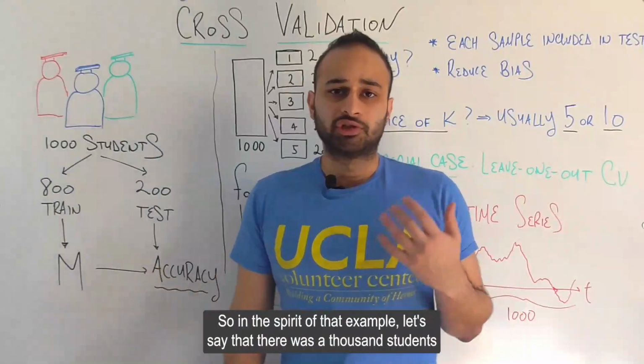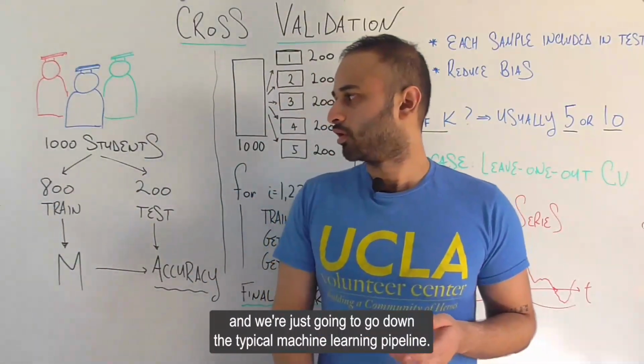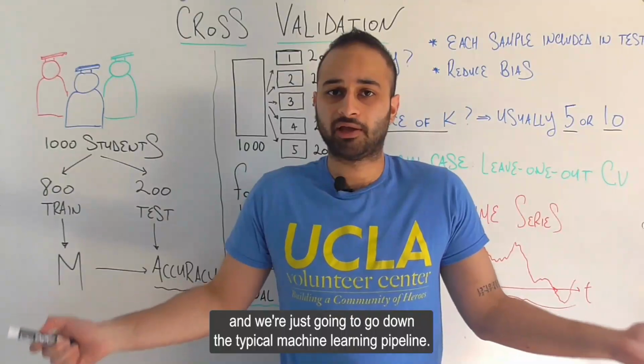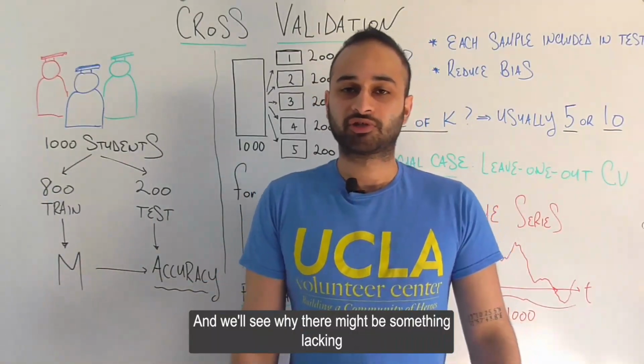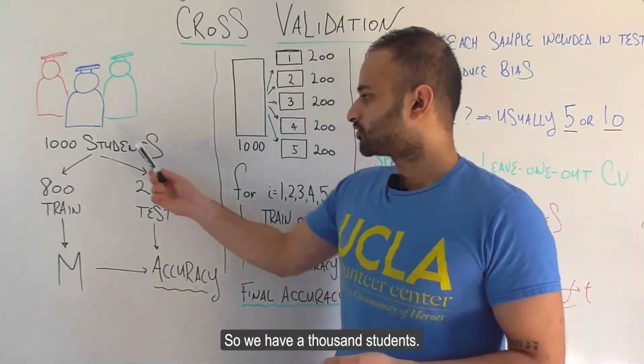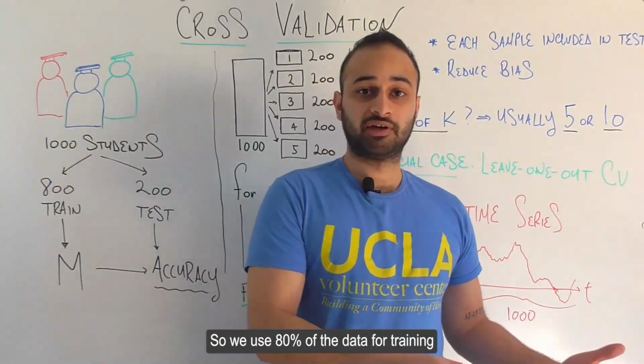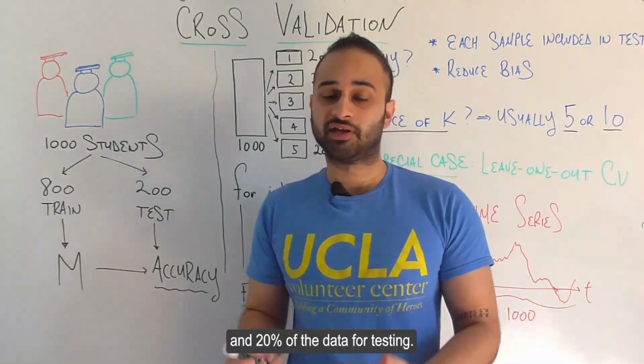guide their transition. So in the spirit of that example, let's say that there was 1,000 students and we're just going to go down the typical machine learning pipeline, nothing too fancy here, and we'll see why there might be something lacking with this basic idea. So we have 1,000 students. Let's say that we do a 80-20 split. So we use 80% of the data for training and 20% of the data for testing.